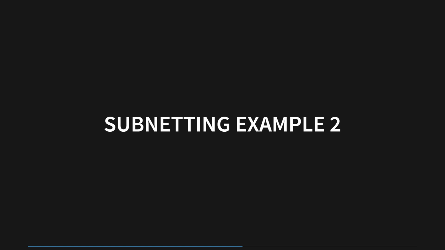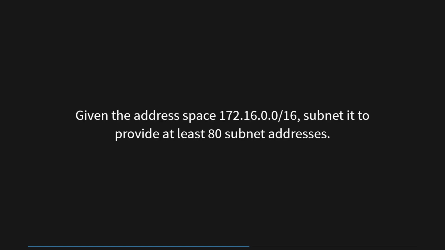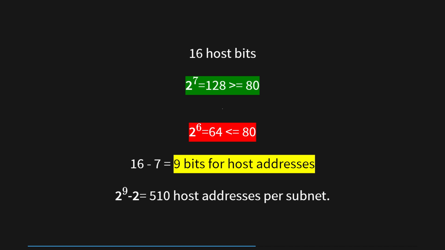Subnetting example 2. Given the address space 172.16.0.0/16, subnet it to provide at least 80 subnet addresses. Step 1. We have 16 host bits. To create at least 80 subnets, 2 to the power of 7 is equal to 128 subnets. We borrow the first 7 host bits. This leaves 9 bits for host addresses, resulting in 2 to the power of 9 minus 2 is equal to 510 host addresses per subnet.